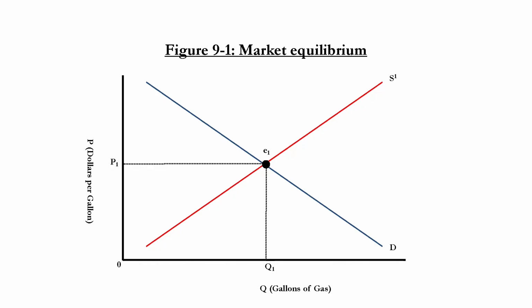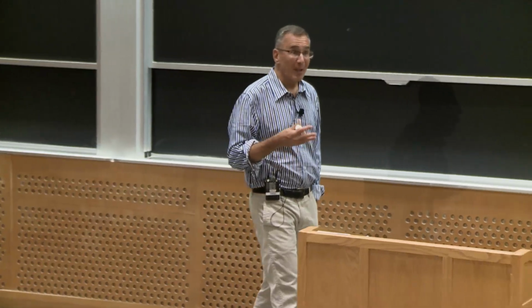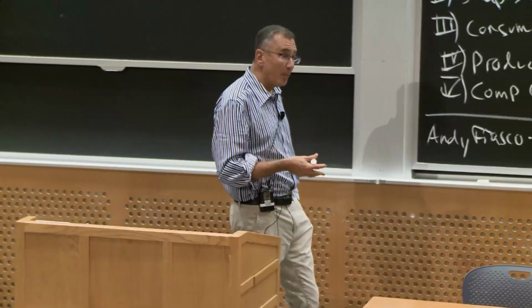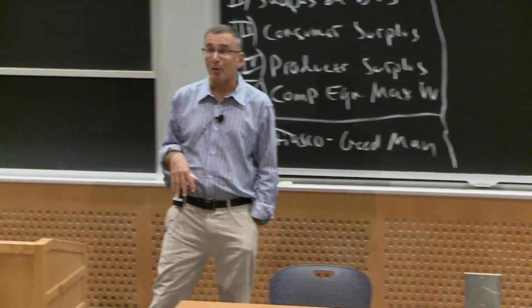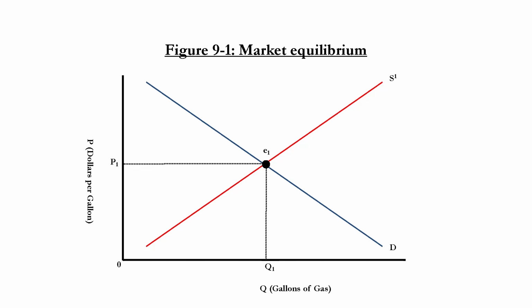Okay? Demand curve slopes down because as the price goes up, you're less willing to buy the next unit. Supply curve slopes up because as the price goes up, firms are more willing to supply the next unit. And equilibrium is the point where supply equals demand, where both consumers and producers are happy. At the point P1, Q1, consumers are willing to buy Q1 gallons at the price P1. That's on the demand curve. Producers are willing to supply Q1 gallons at a price P1. That's on the supply curve. Therefore, you're in equilibrium at point little e1.